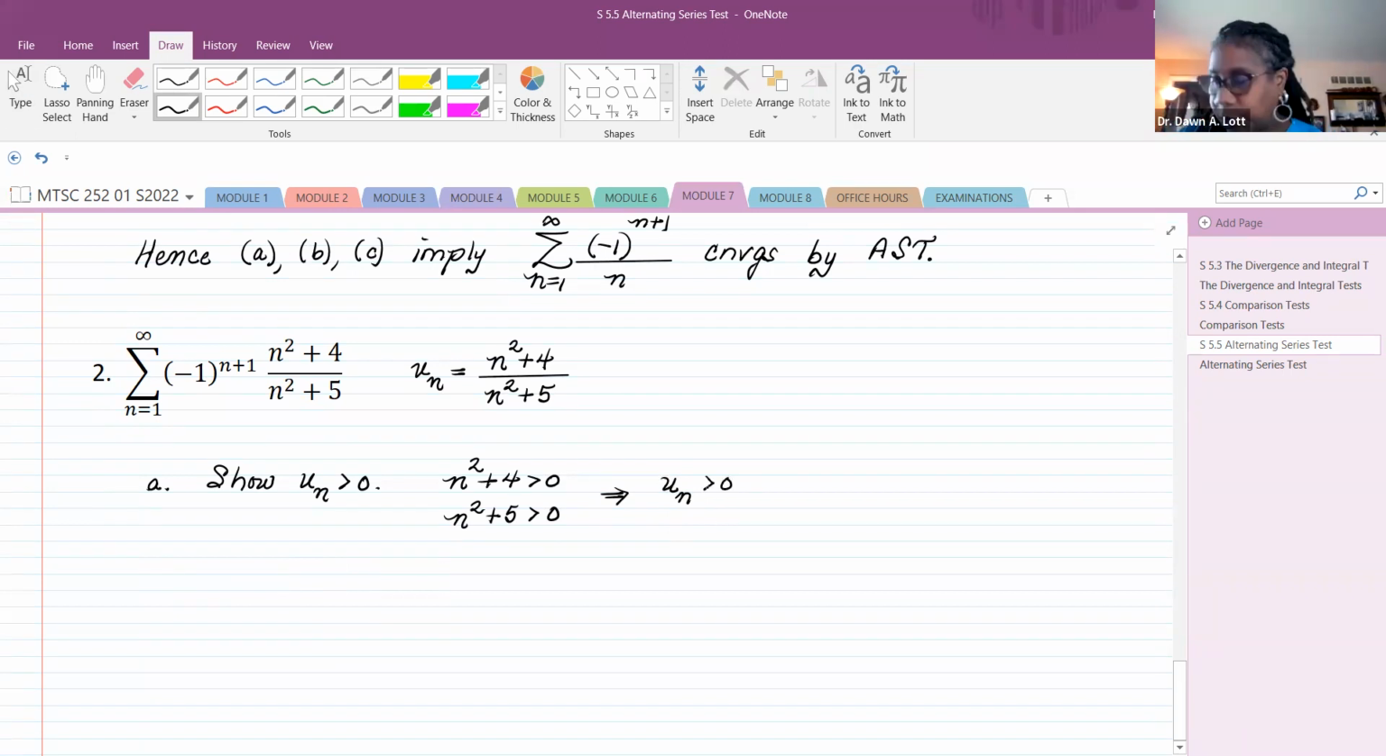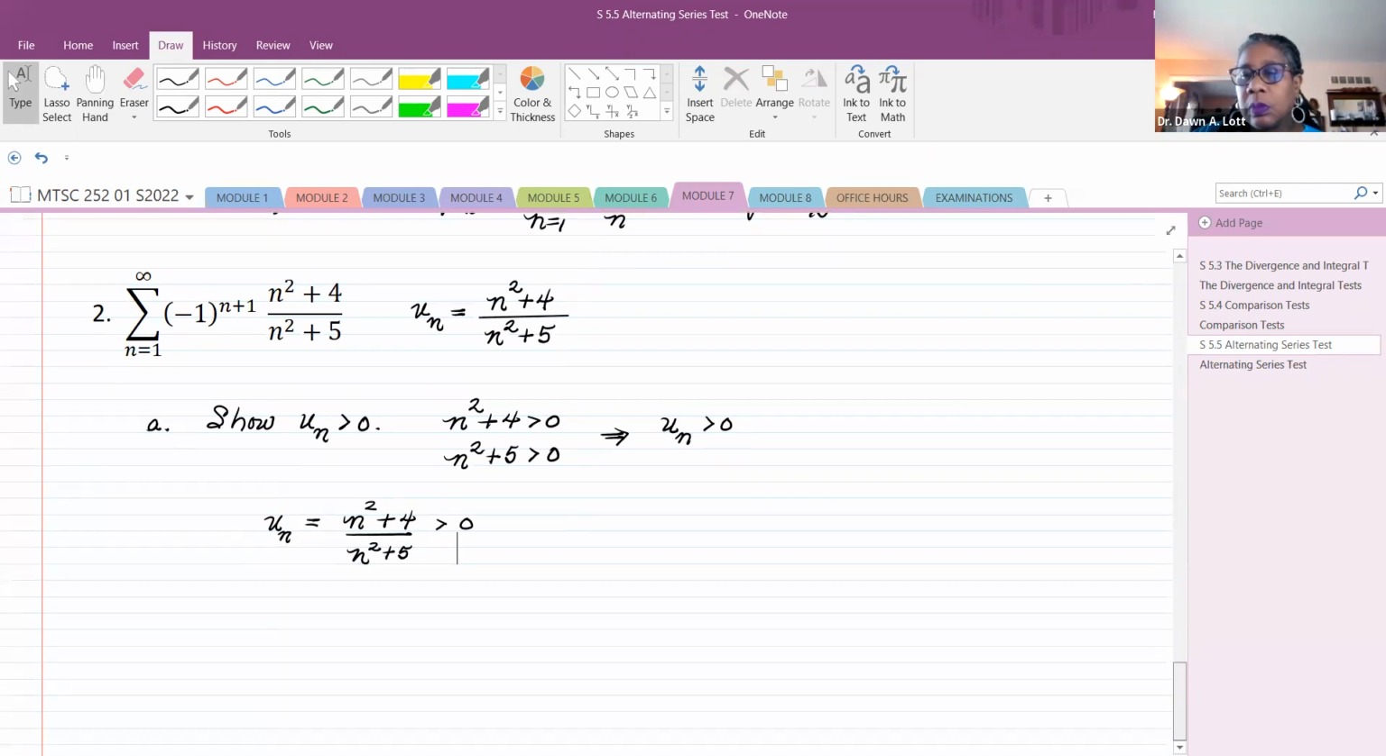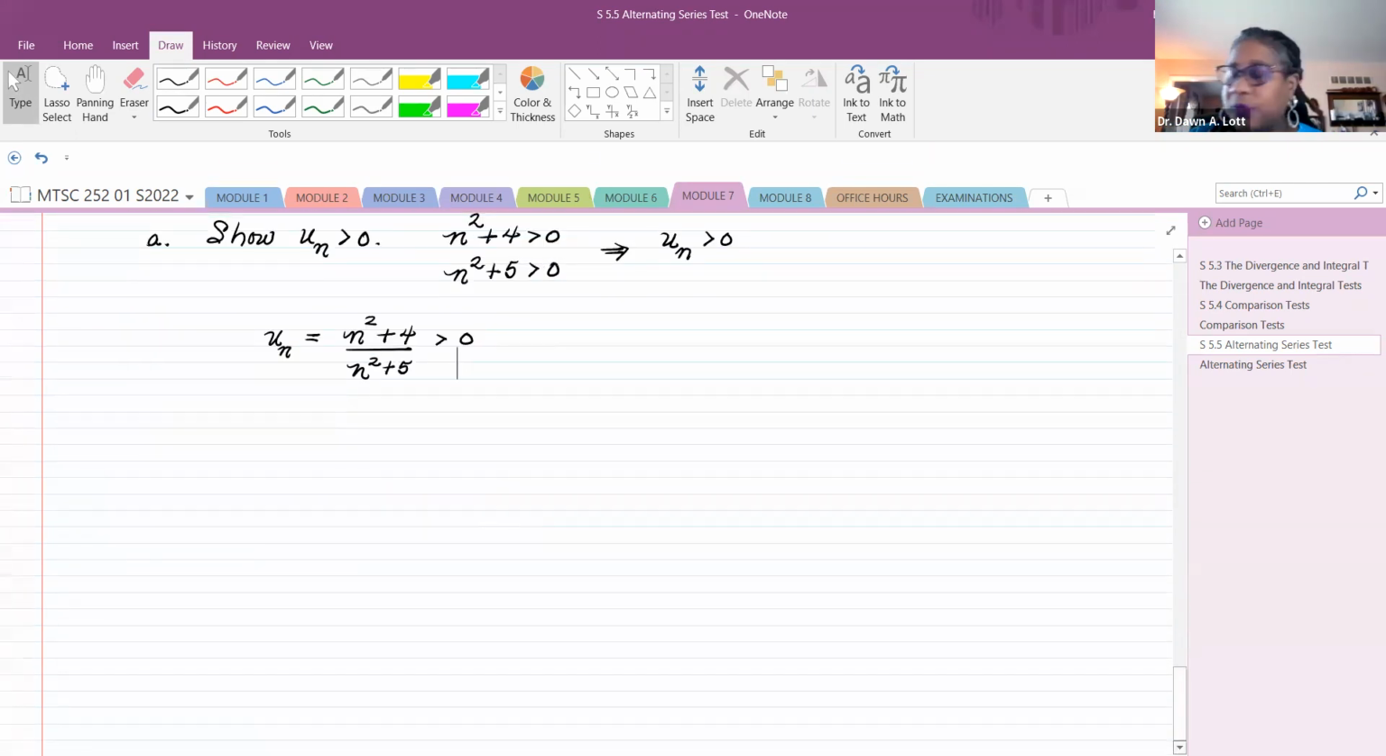Another way you could have done it is you could have taken un equal to n squared plus 4 over n squared plus 5 greater than 0. n squared plus 5 is positive, so therefore n squared plus 4 is greater than 0. So that says n squared is greater than -4, and that is clearly a true statement.